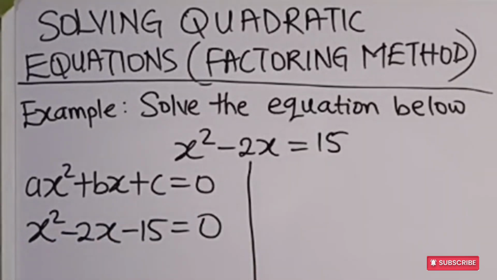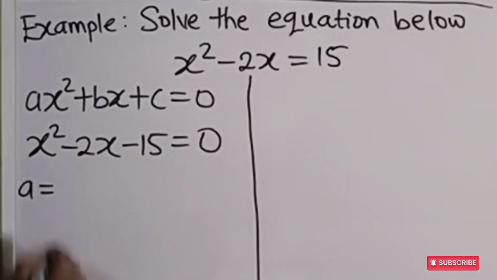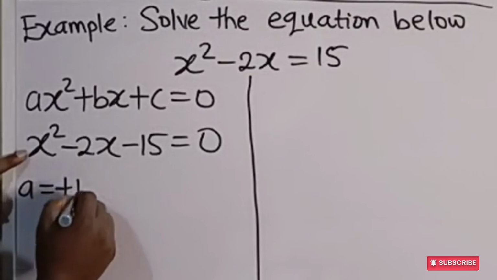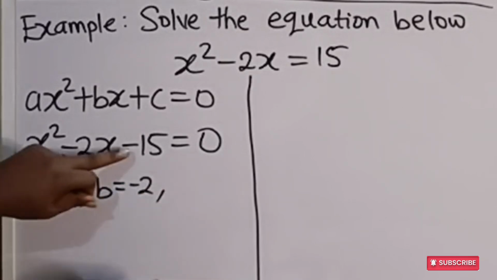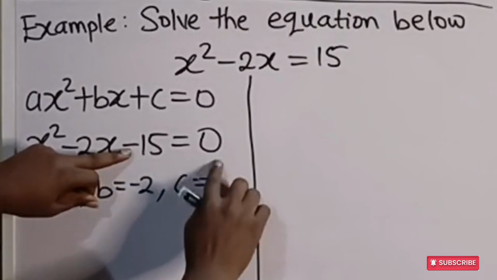The next thing we need to do, we need to identify our a, b, and c. So our a, which is the coefficient of x squared, is equal to plus 1. Our b is equal to minus 2. And our c is equal to minus 15.